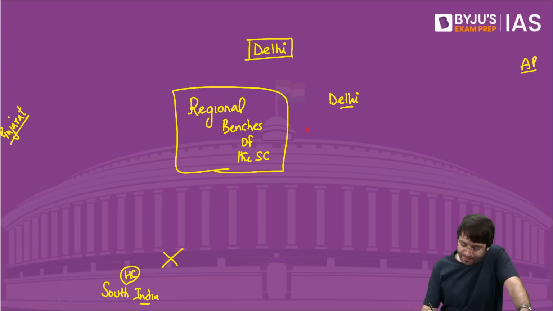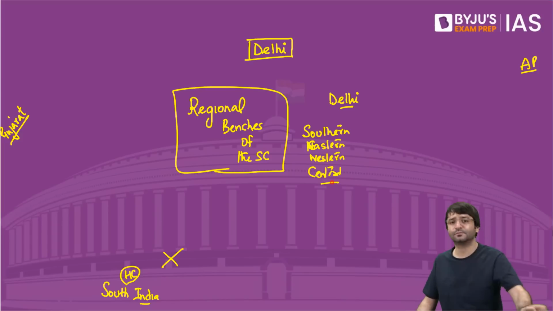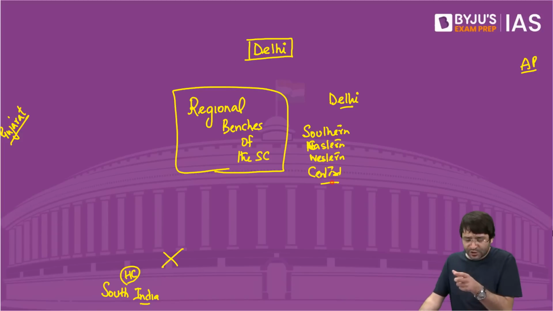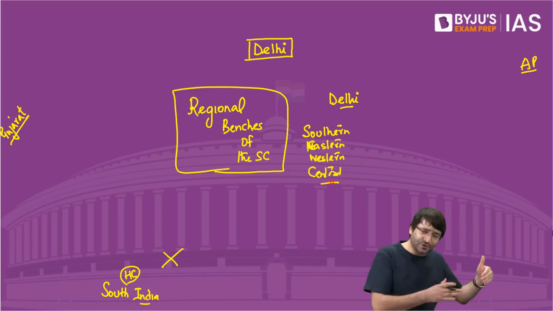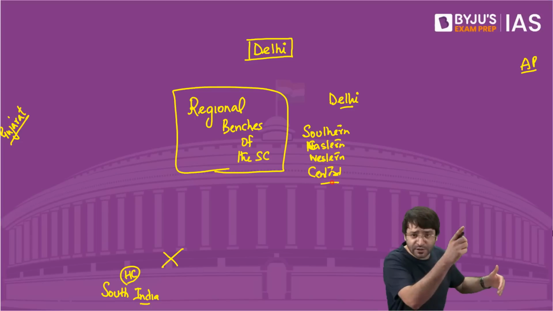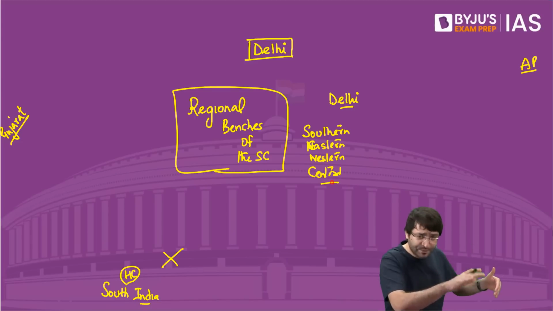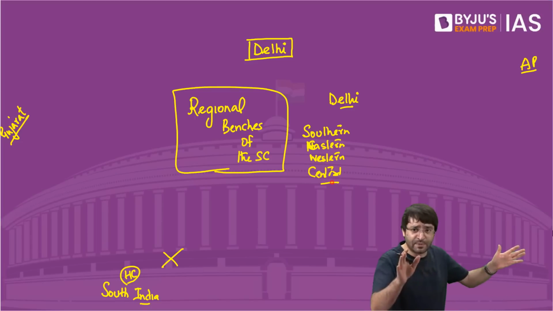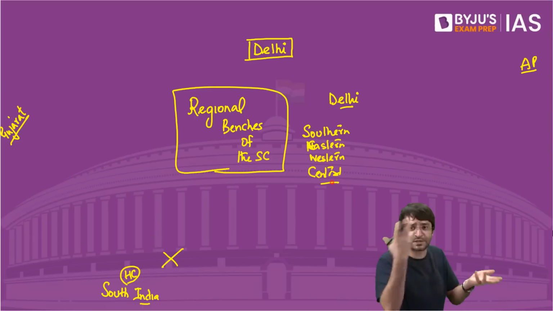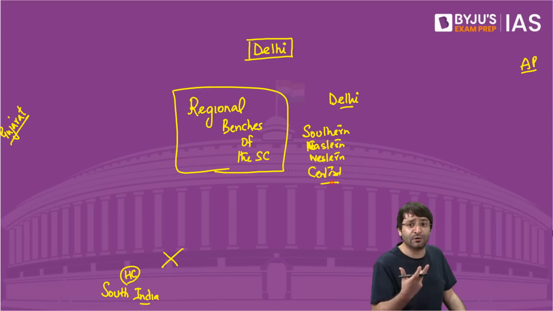Let's have a regional bench of the Supreme Court in Southern, another in Eastern, Western, and Central India. So that if there is a regional bench of the Supreme Court in Chennai, for example, people from Tamil Nadu, when they calculate the cost of going to Delhi, they drop their options. They say, forget about this. We won't ask for justice because it is time consuming. It is monetary loss as well.